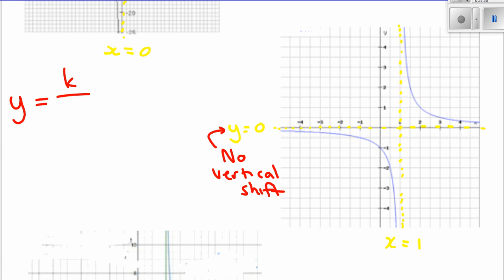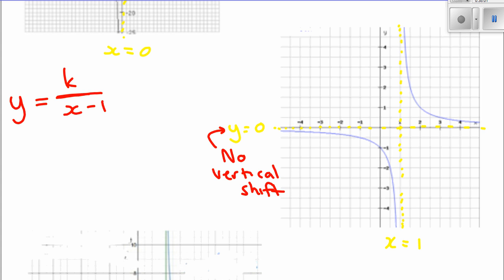Yeah, because it's x minus 1, so it's moved to the right. Remember, it's the opposite sign for horizontal. Vertical follows the sign. And has there been any vertical shift? No. Nothing.